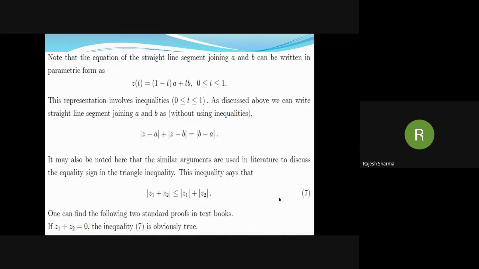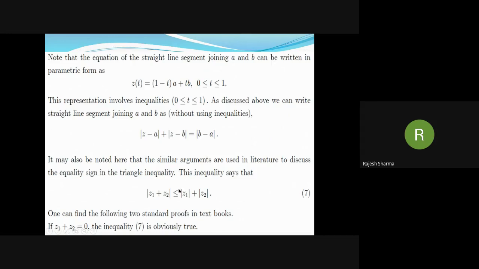Note that the equation of the line segment joining A and B can be written in parametric form as z(t) equal to (1 minus t)A plus tB, where t varies from 0 to 1. But without using any inequality, this equation represents the straight line segment joining A and B. It may also be noted here that similar arguments are used in the literature to discuss the equality sign in the triangle inequality.